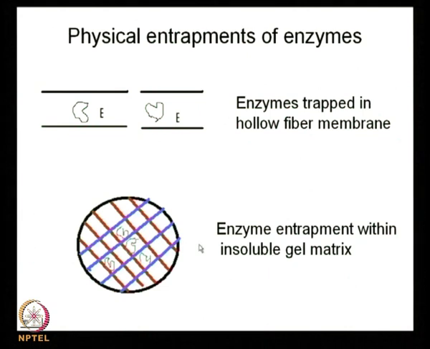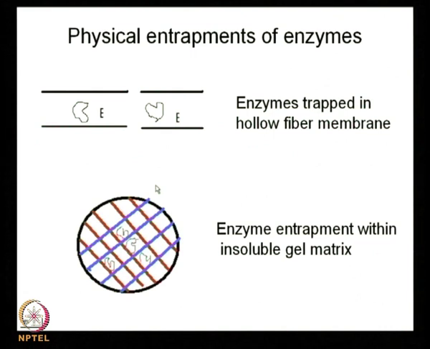And then you can have what is known as enzyme entrapment within an insoluble gel matrix. There is an insoluble gel matrix, and you physically entrap the enzyme; there is no chemical bonding here. So this is one other possibility. These are just a couple of examples that I am showing you for each type, and if you are interested in a laundry list of the kinds of chemical and physical entrapments that are possible, you can always go back to the book. Bailey and Ollis is a good book to go back to anytime.